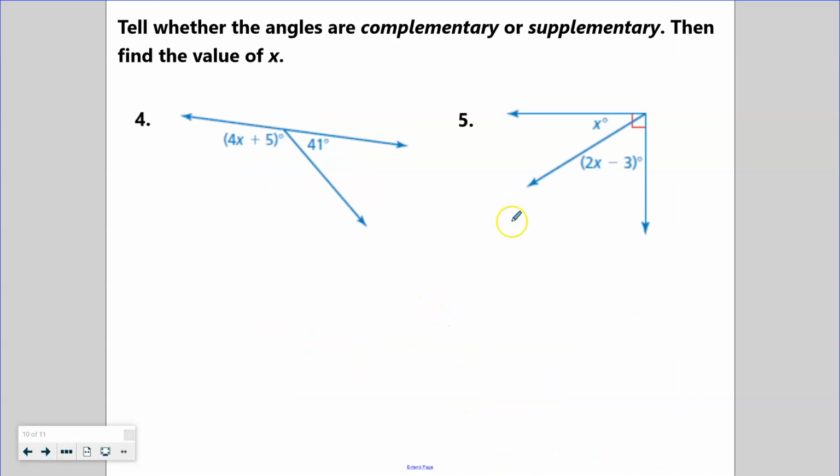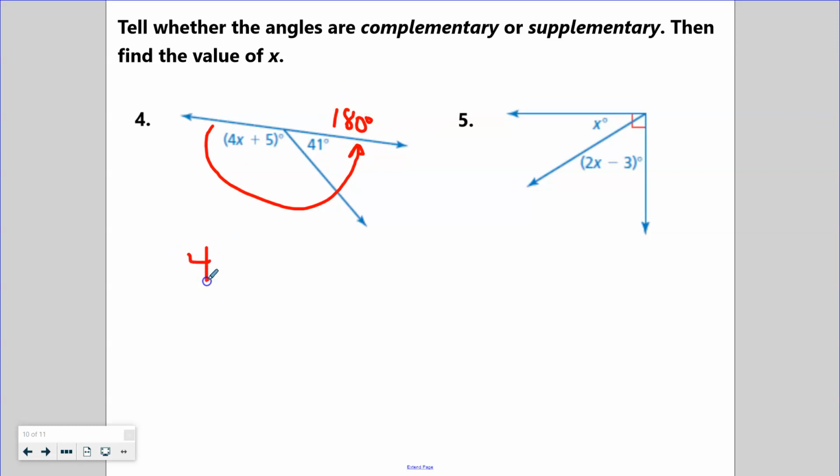Tell whether the angles are complementary or supplementary, then find the value of x. These are probably on your own, or give them a shot on your own. Push pause. So from here to here, I know that what? You betcha, 180 degrees, a straight angle.